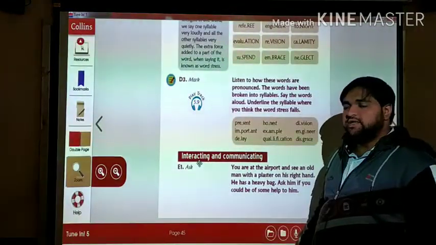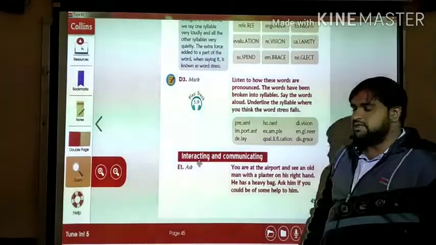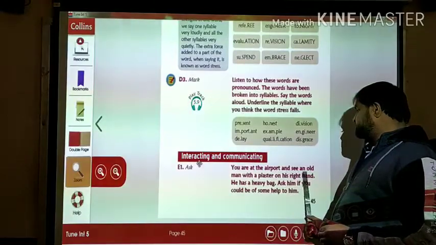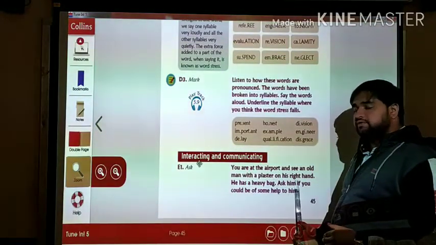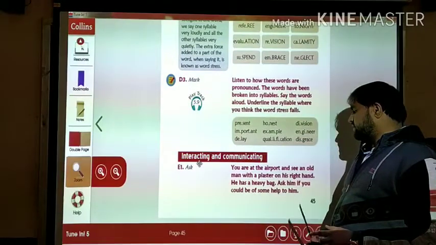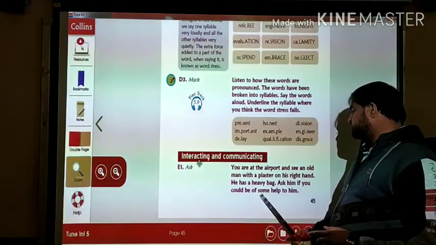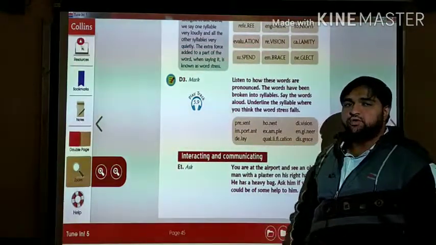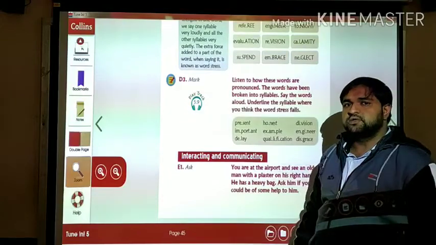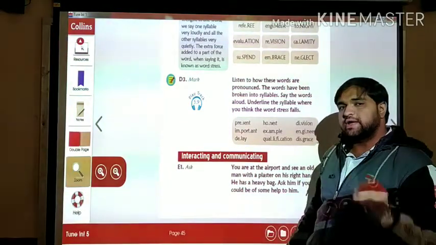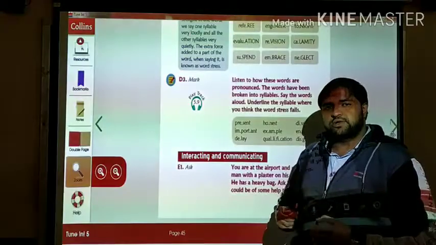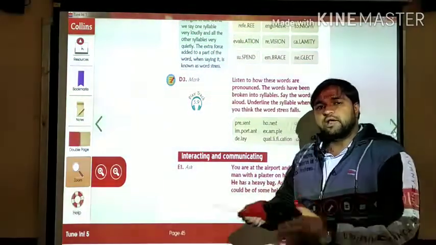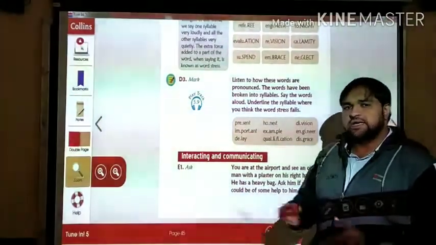Now here we have another activity, interacting and communicating. You are at the airport and see an old man with a plaster on his right hand. He has a heavy bag. Ask him if you could be of some help to him. Here you have to play the role of an aged person whose hand is broken. He has a heavy bag. So how can you offer your help to him? That is what you have to enact here.